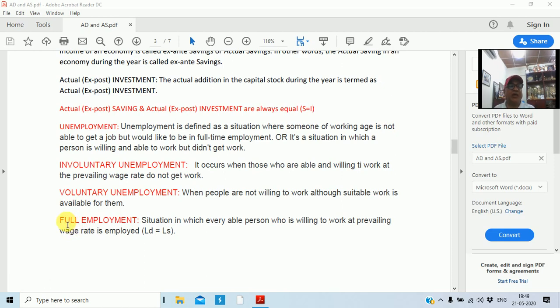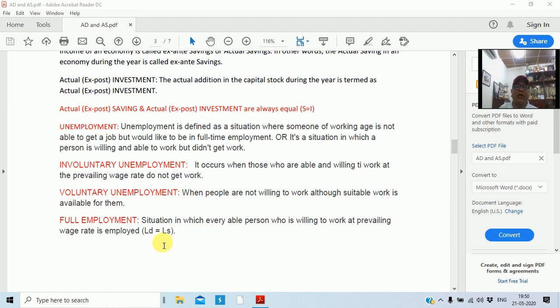Now moving to the next term, that is called full employment. It is a situation in which every able person who is willing to work at the prevailing wage rate is employed. It means all those people who are able, qualified and willing to work are having jobs. No one is unemployed. All of them are employed. That is called full employment.